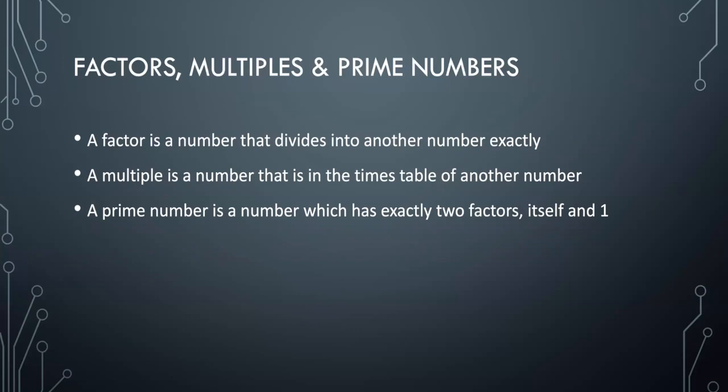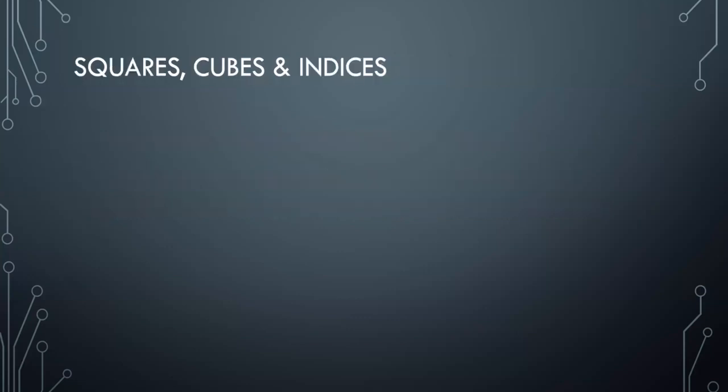A prime number is a number which has exactly 2 factors, itself and 1. So there are prime numbers 2, 3, 5, 7, like that. But 1 is not a prime number because it is having only 1 factor. If we are taking 5, it is having 5 times 1 and the same number, 5. Squares, cubes, and indices.